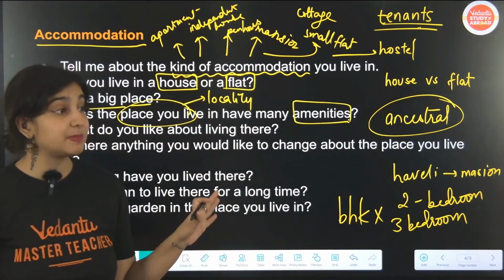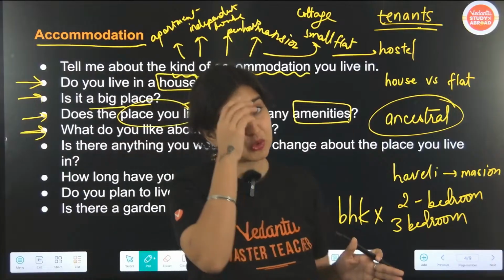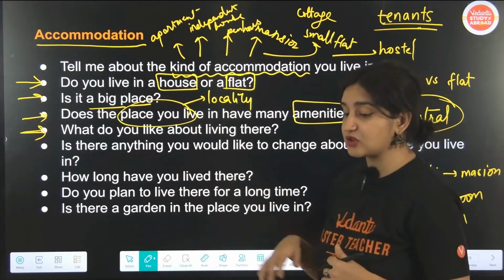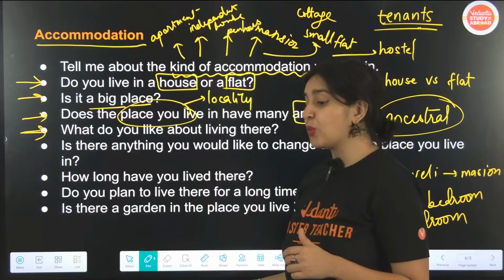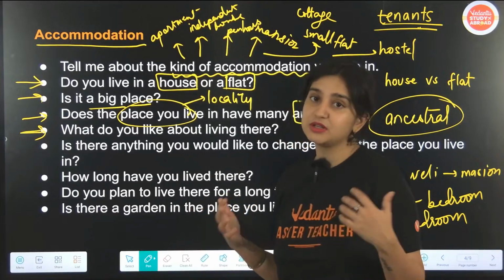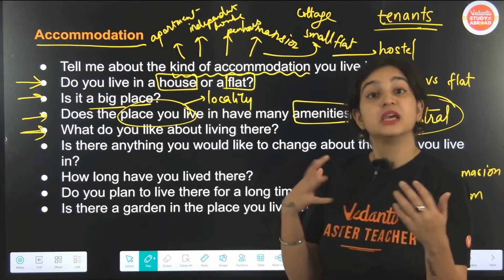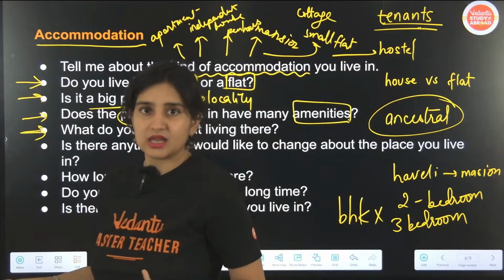If you don't like anything, then you can say something like, I really don't like staying there, I'm just doing it because my parents live there and I want to start earning as soon as possible in order to get them out of that place. If by chance you don't like the area in which you live.